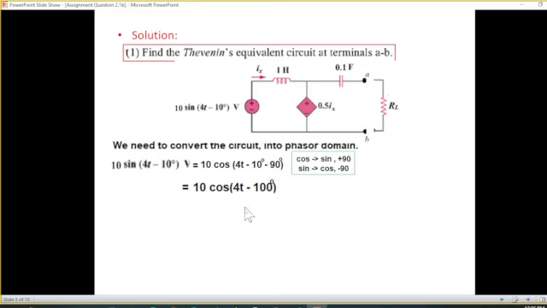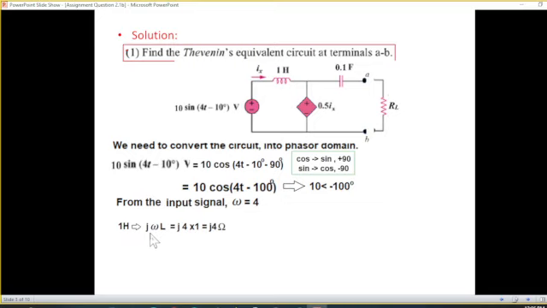And now we can convert it into phasor domain. We take the magnitude and take the angle. So in phasor domain, it will be 10 angle minus 100. Similarly, we convert the inductor and capacitor. For that, we need the value of omega. And from here, you can see 4t is actually omega t. Therefore, omega is 4.